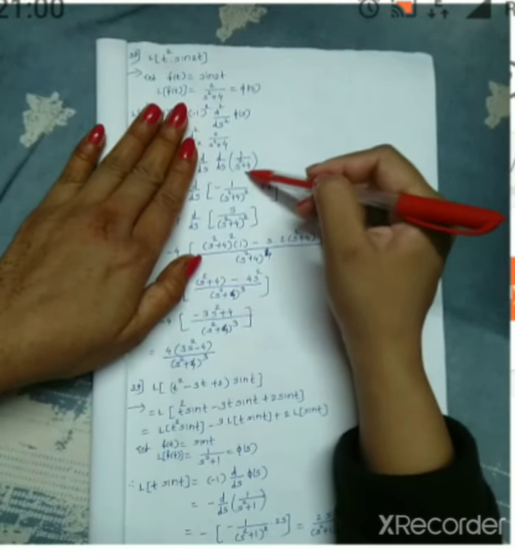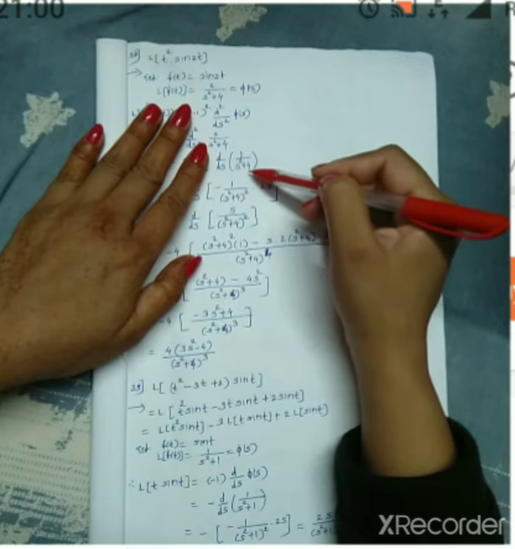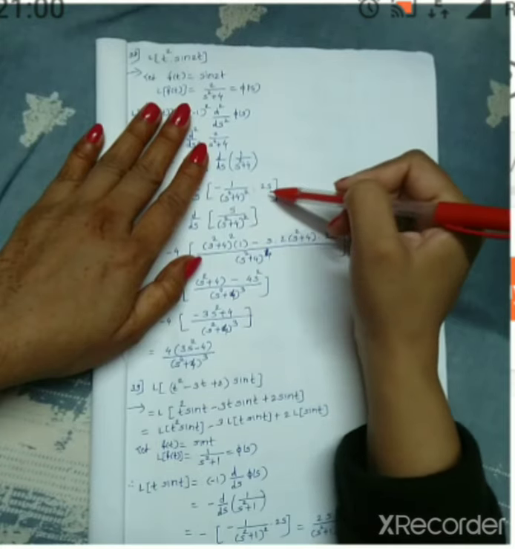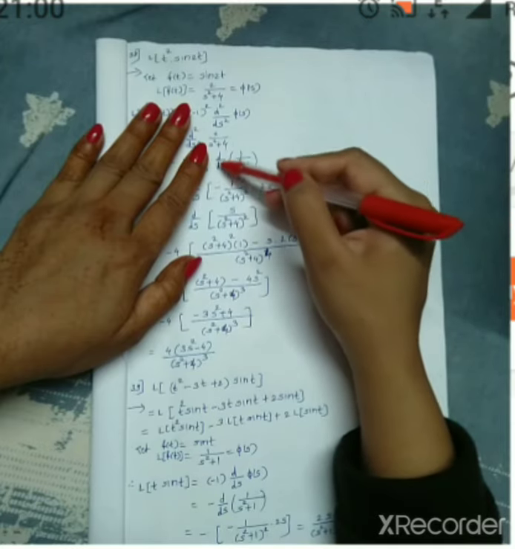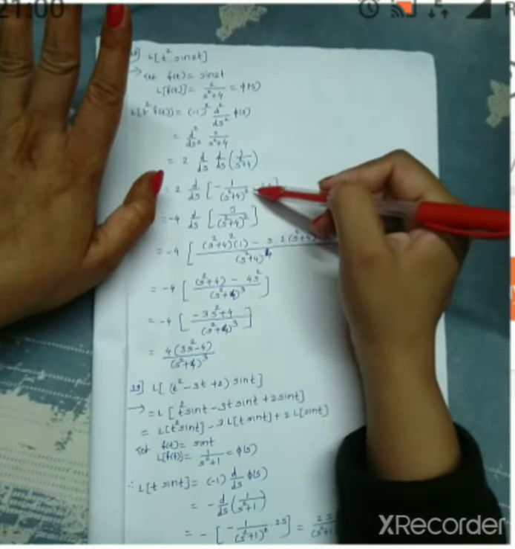Now we have to find the first derivative of this. What is the first derivative of 1 upon s² + 4? Apply the 1 upon x formula: derivative is minus 1 upon x² into the bracket derivative. We have to multiply by the chain rule, that is 2s. This bracket is the answer for the first derivative only. Now we have to find the second derivative of this term.